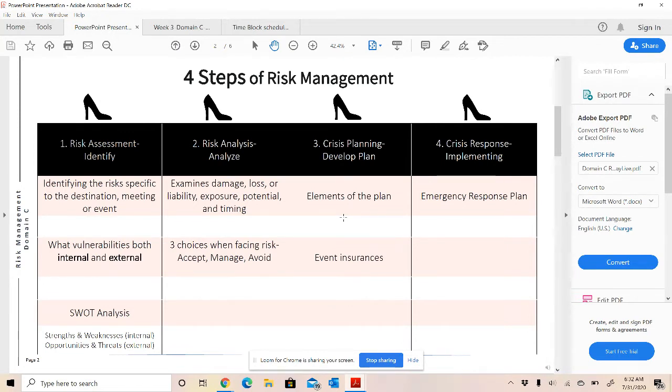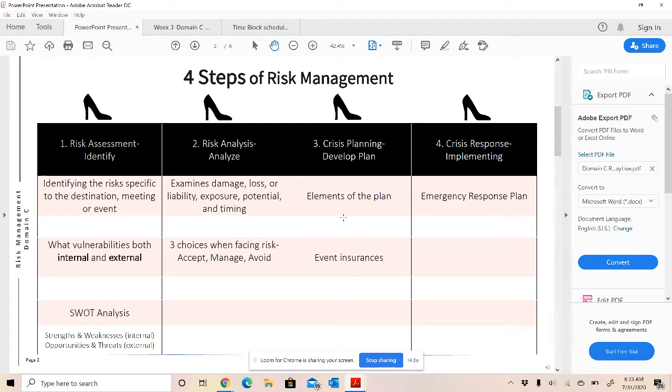The first step is to identify all the risks. So you want to create a list of all the possible risks associated with that meeting. So what are the vulnerabilities, things like that. And within the step, you're going to want to do your SWOT analysis. The first 2, strengths and weaknesses, are internal to your organization, and opportunities and threats are external. So that's something you want to keep in mind, which are internal, which are external. So you want to know that.